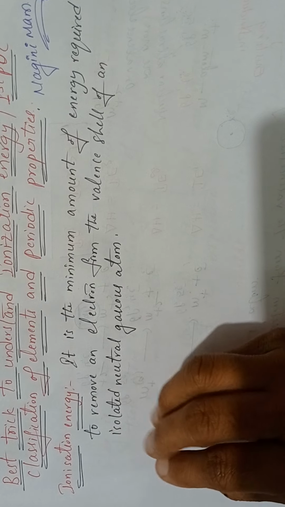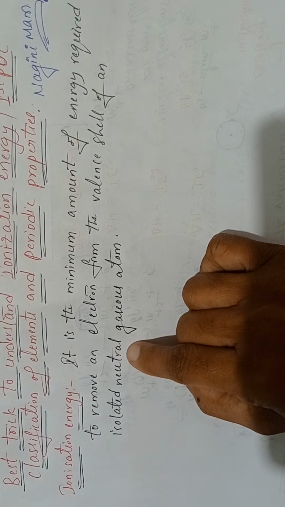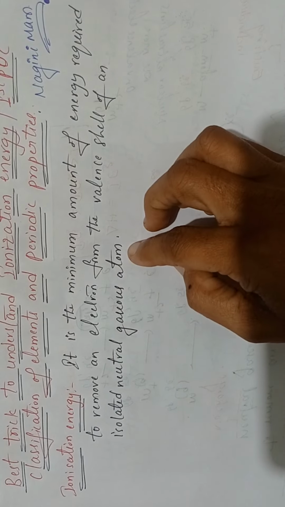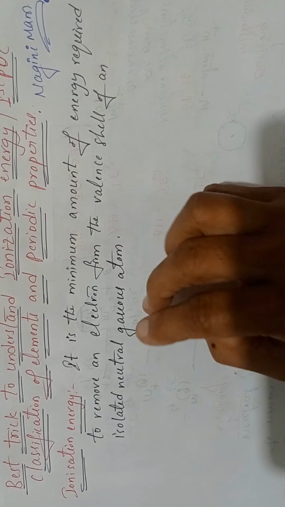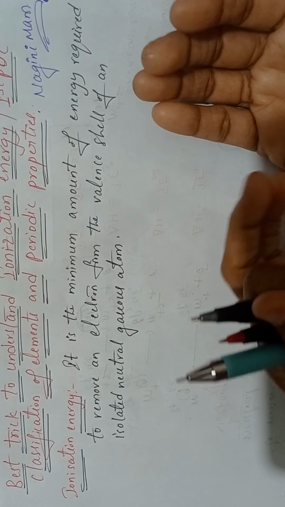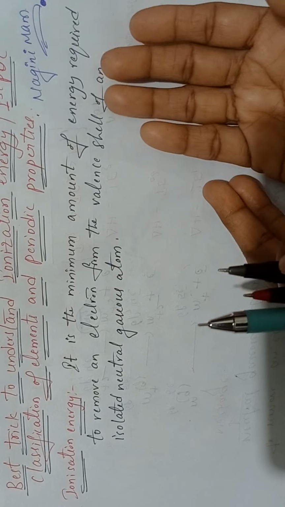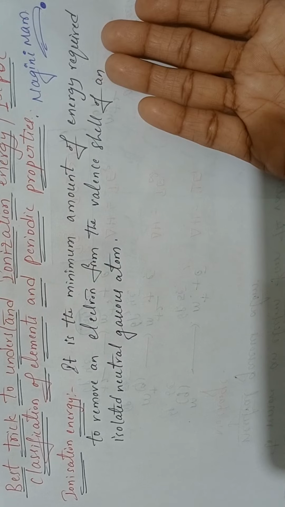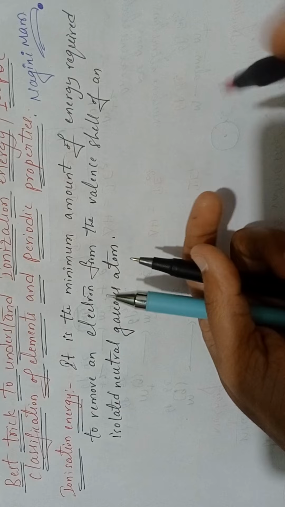Okay? The atoms which are existing individually. And neutral. Neutral is nothing but having no charge. Are you clear? No charge. Gaseous atoms we have to take. So from the isolated neutral gaseous atom, from the valence shell, we have to remove the electron. So the energy required to remove the electron from the valence shell of an atom is called ionization energy. Are you clear students?